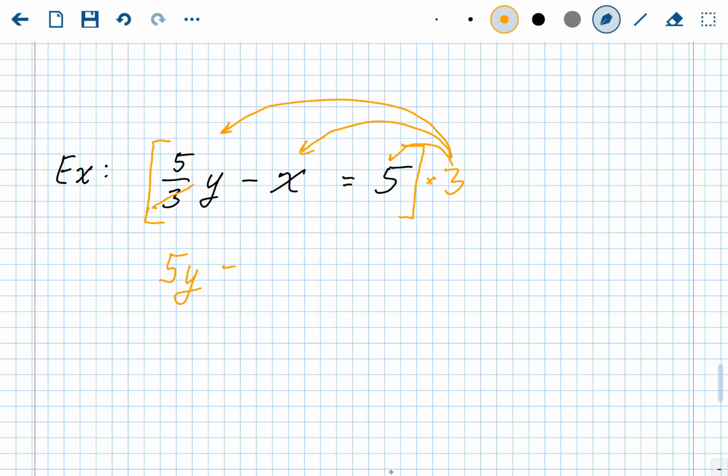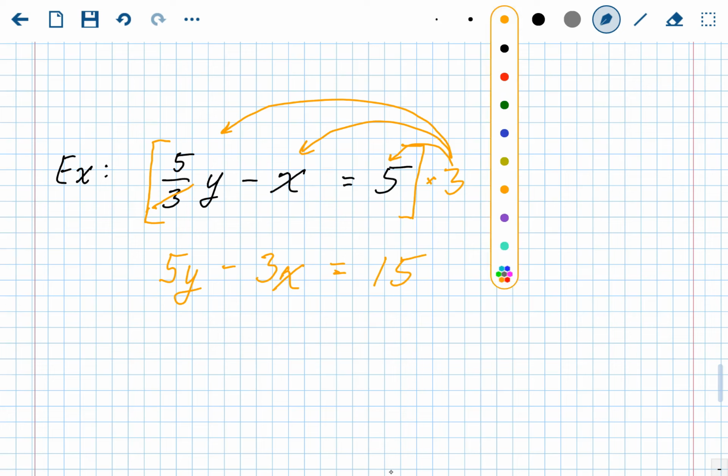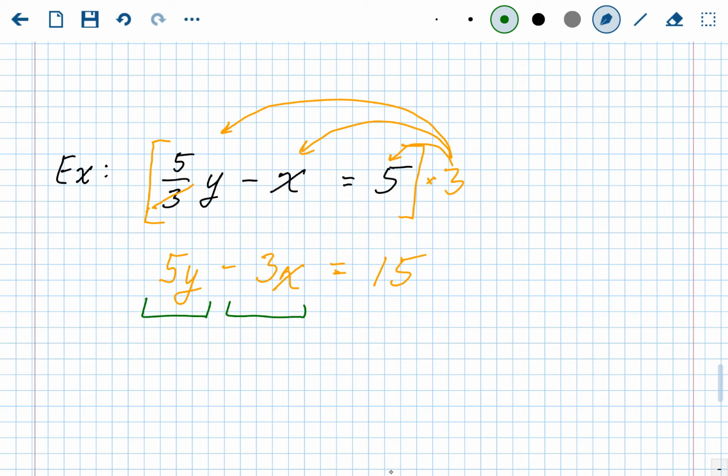So you're going to have to multiply the minus x by 3, leaving you with minus 3x. And multiply the 5 by 3, which leaves you with 15. Okay. This is close to standard form, but it's not quite there yet. The reason being it's not ax plus by, it's by plus ax. So we're going to have to flip the order of these two.